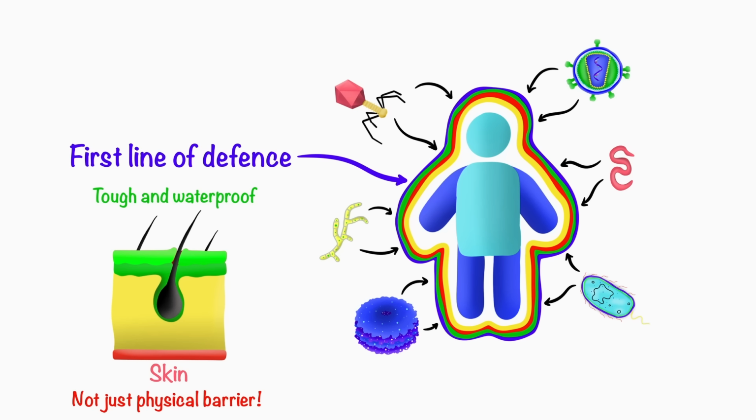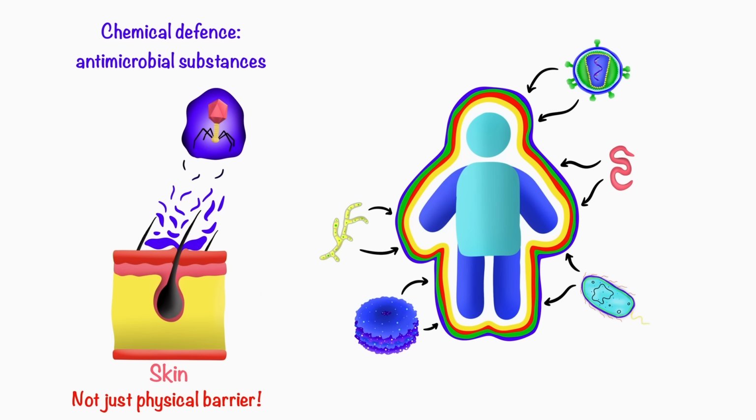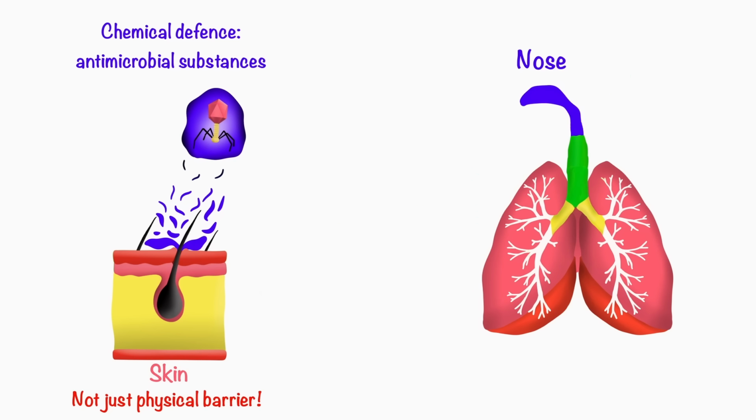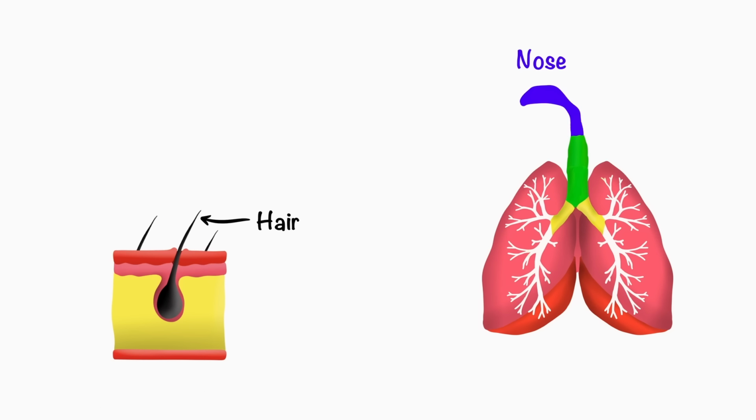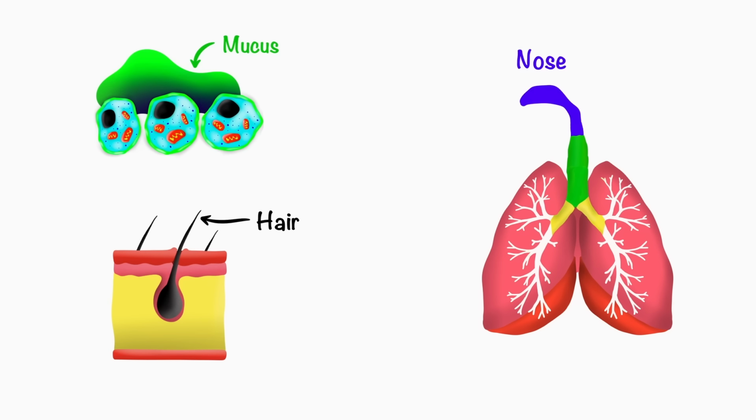Our skin doesn't just provide a physical barrier, it also produces antimicrobial substances that kill many pathogens on contact. This chemical defense adds another layer of protection. Inside our nose, we have tiny hair like structures and mucus that trap particles from the air we breathe.